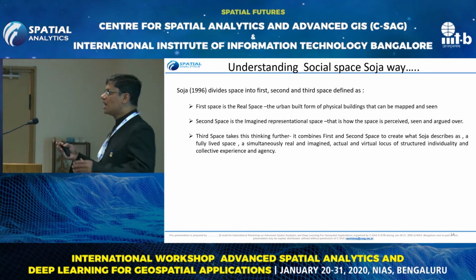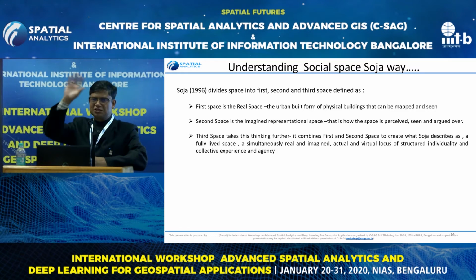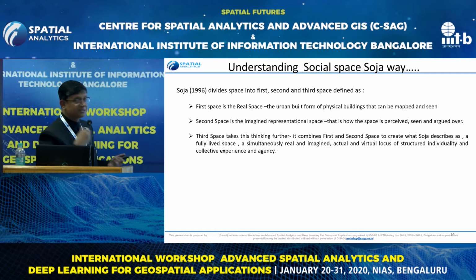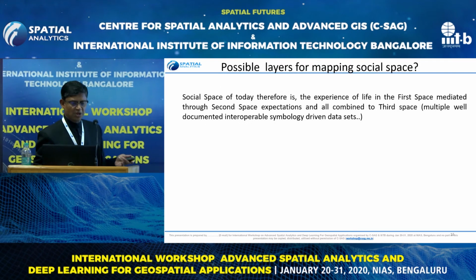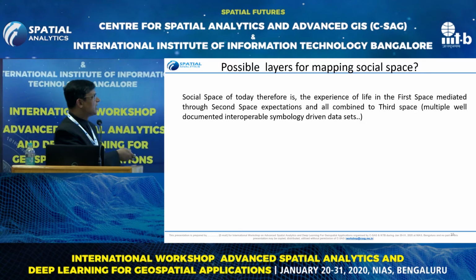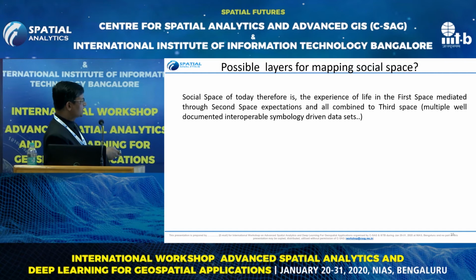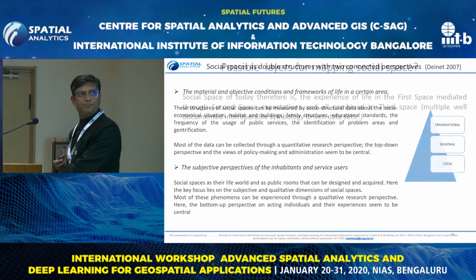Like as I am coming from my home to this place, I am imagining how this place, my working space, will be. So the third space is a combination of my home as well as this perceived space. Currently, whatever improvement in social space mapping has taken place is based on Soja's descriptions, where social space is the experience of life in the first space, mediated to the second space, and combined into the third space itself.